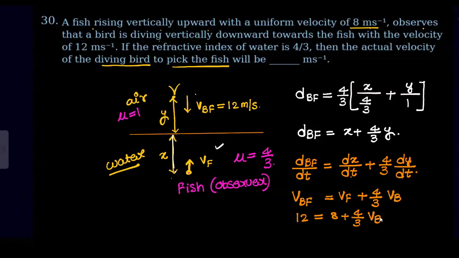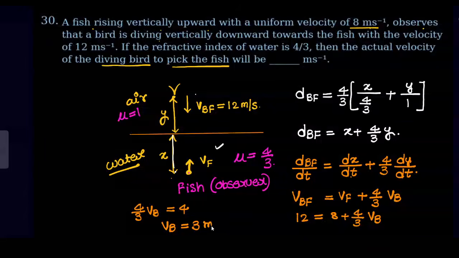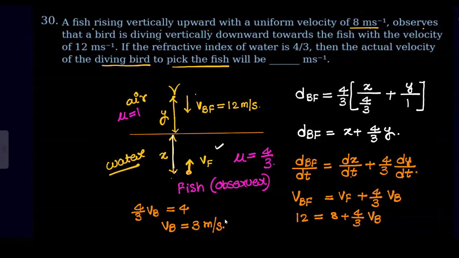Simplify and get it. How much will come? So this is 4/3 into VB, which is equal to 4. 4 cancels. So that means VB value is how much now? 3 meters per second.